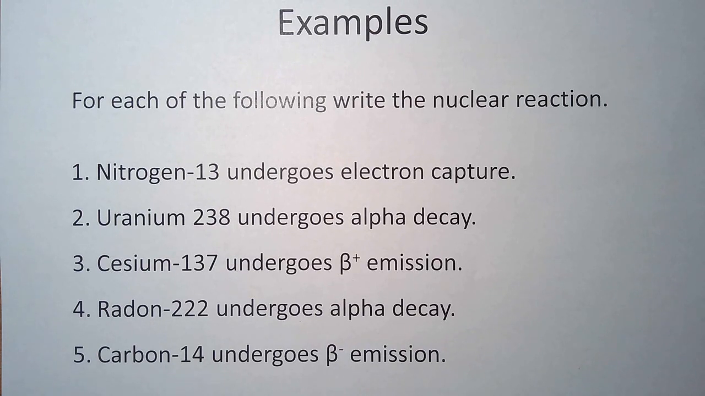Alright, so in this video we're going to look at how to write the equations for the decay of isotopes, radioactive isotopes, based on the types of emission. So remember there's different types of emission that can occur for a radioactive isotope. First one is alpha decay, where we have 2 protons and 2 neutrons being ejected from the isotope.